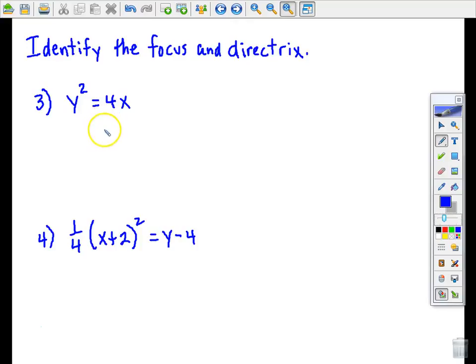All right, now, starting with numbers 3 and 4, the directions changed. They're going to give us an equation for a parabola, and it's our job to find the focus and the directrix. Okay, well, for number 3, there's one little issue. So just keep this in mind. Before you can do anything as far as finding focus and directrix or graphing, anything like that, these equations have to be solved for one of the variables. And the one variable that you always solve for is the one that's the lower degree. Okay, in this case, number 3 needs to be solved for x.